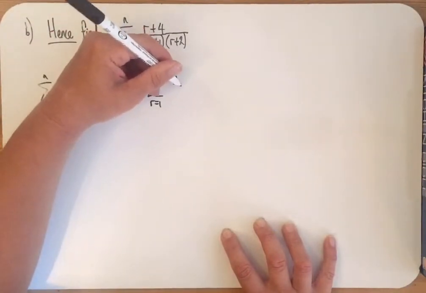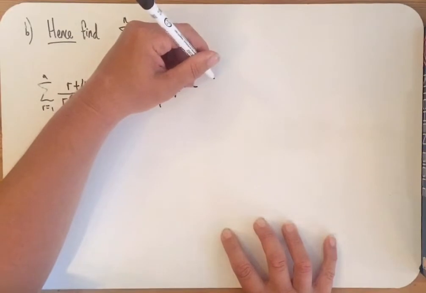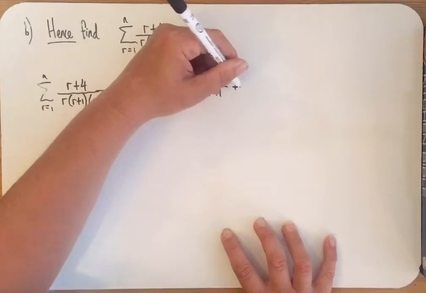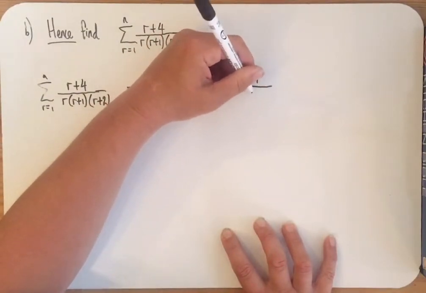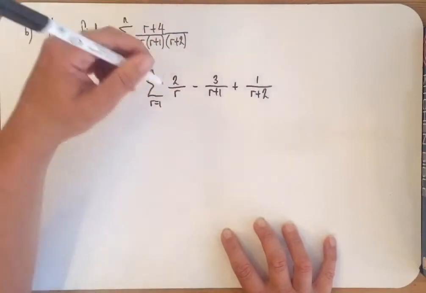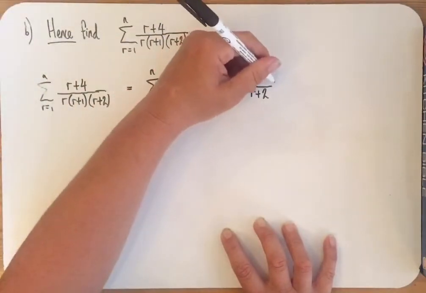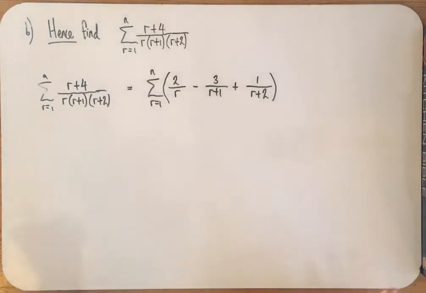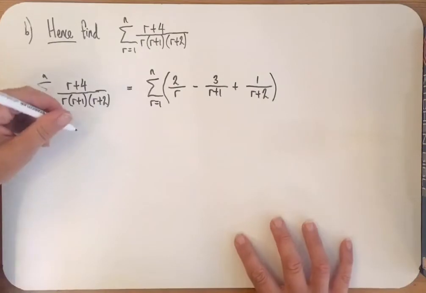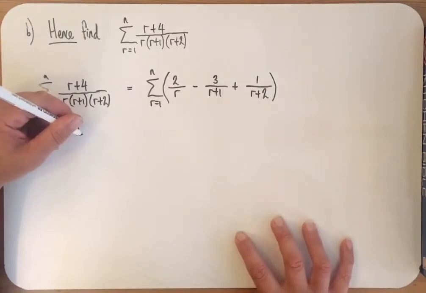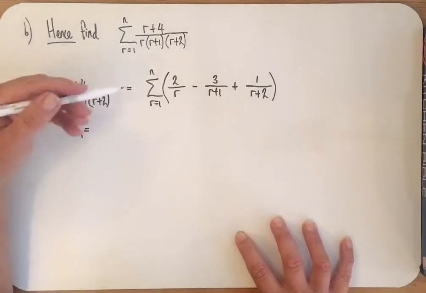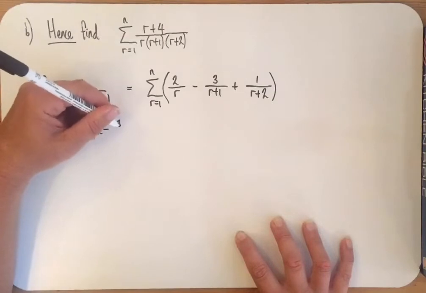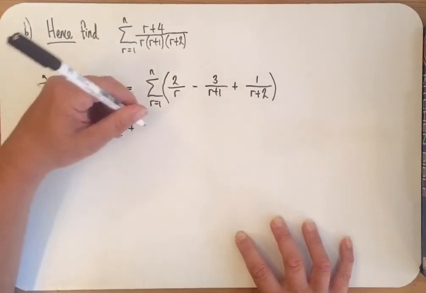So it's 2 over r minus 3 over r plus 1 plus 1 over r plus 2. I should really bracket that just to show that we're summing the whole of that and not just 2 over r. Same method, so the first term is equal to 2 minus 3 over 2 plus 1 over 3.